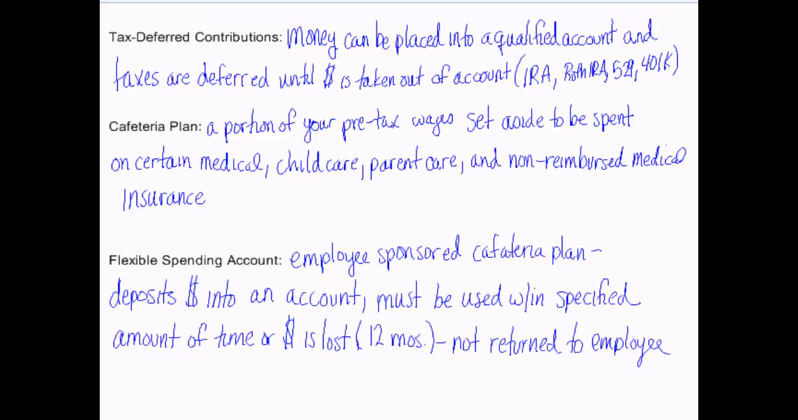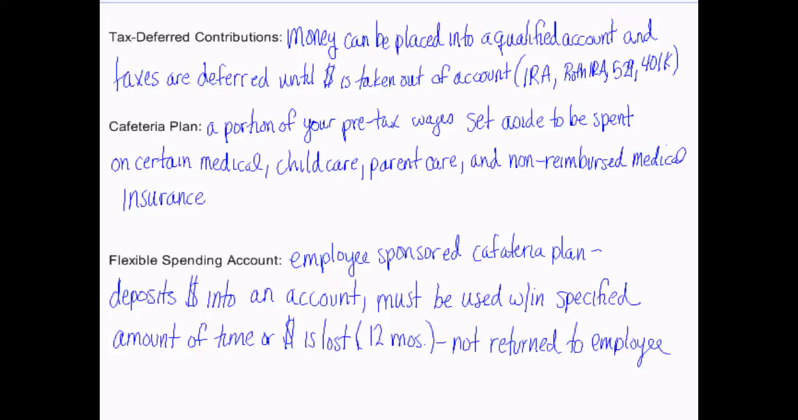But when you take the money out of the account, then you pay taxes at whatever the tax rate is at that time. So, you have to make those choices. A cafeteria plan, most commonly known as a flexible spending account. Those are the ones you hear about all the time. But a cafeteria plan allows you to take money out of your account or your paycheck before taxes are taken out. So it reduces your taxable income. And the money is set aside to be spent on certain things. It can be spent for medical, it can be spent for child care.